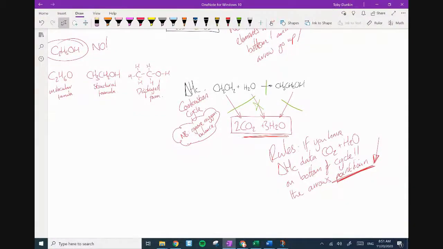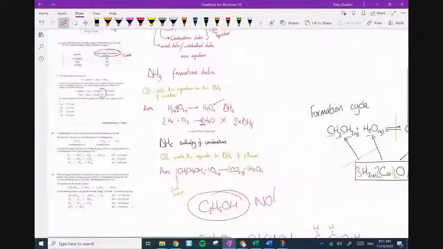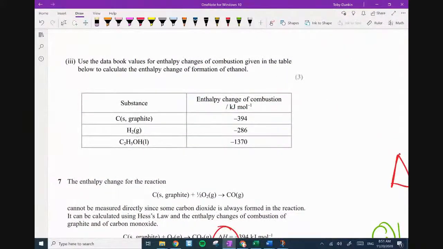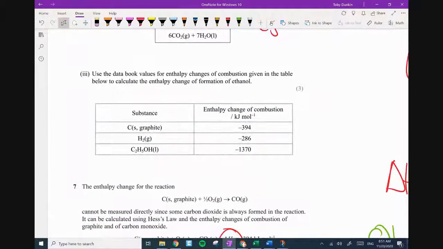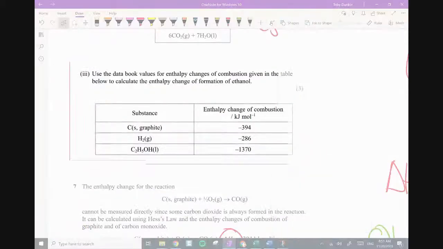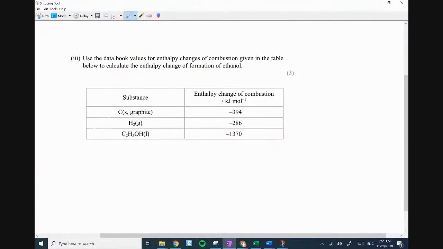Okay, so now that we've looked at these cycles, we need to put them into practice. Since we had a combustion one, let's have a go at this particular question. What I'm going to do is snip this and move it somewhere else. Is that going to just let me write on it? No, it doesn't. Edit, copy.